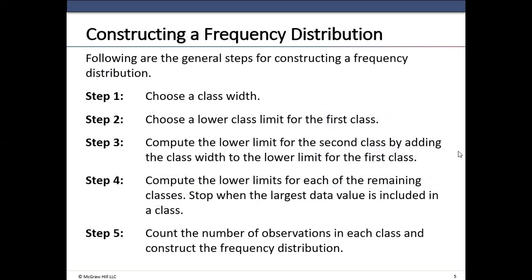So choose a class width. These are the steps. Choose a lower class limit for the first class. Compute the lower limit of the second class by adding the class width to the lower limit of the first class. Compute the lower limit for each of the remaining classes. Stop when the largest data value is included in a class. Count the number of observations.